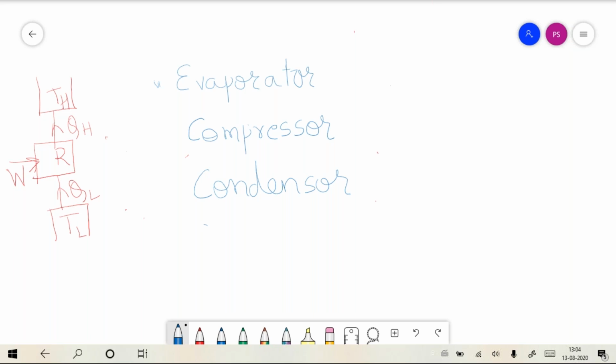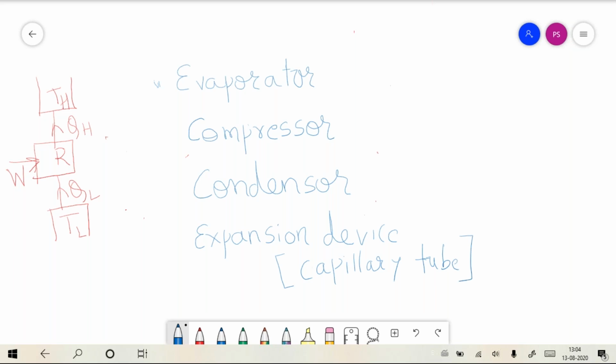And the fourth is what is known as an expansion device. In your household refrigerator, you would often find what is known as a capillary tube, which performs the function of expansion. There are a number of other expansion devices, but we are not taking the refrigeration course now, so that in detail you will be studying when you take up the refrigeration and air conditioning course.